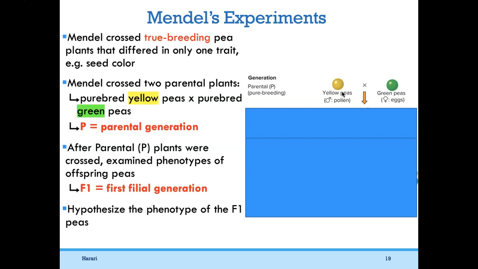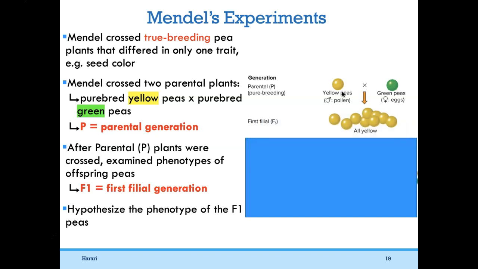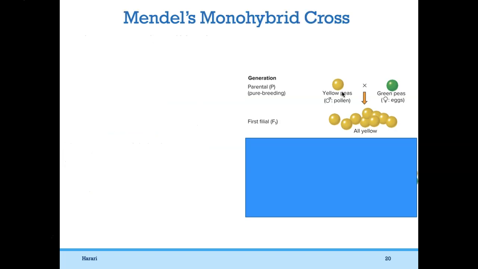So hypothesize the phenotype of the F1 peas. What do you think the F1 peas would look like? So he saw that the F1 peas were all yellow. And this is really interesting. He's like, okay, where did the green peas go? He thought maybe it would be a light green color or a combination of green and yellow. But he saw only yellow peas. So that was interesting to him.